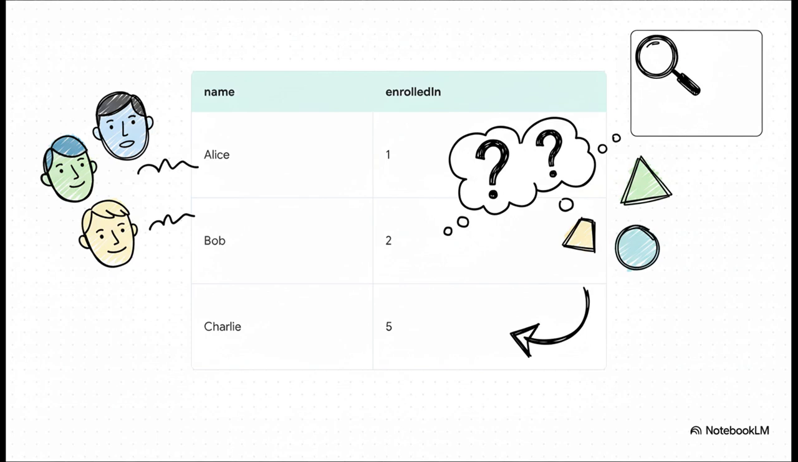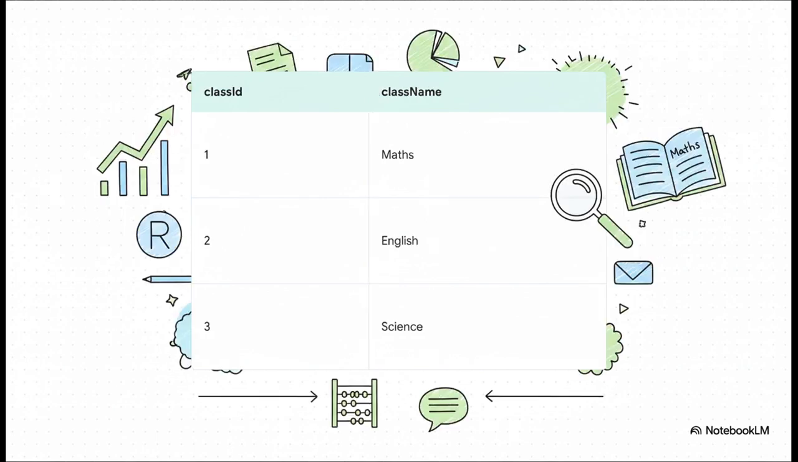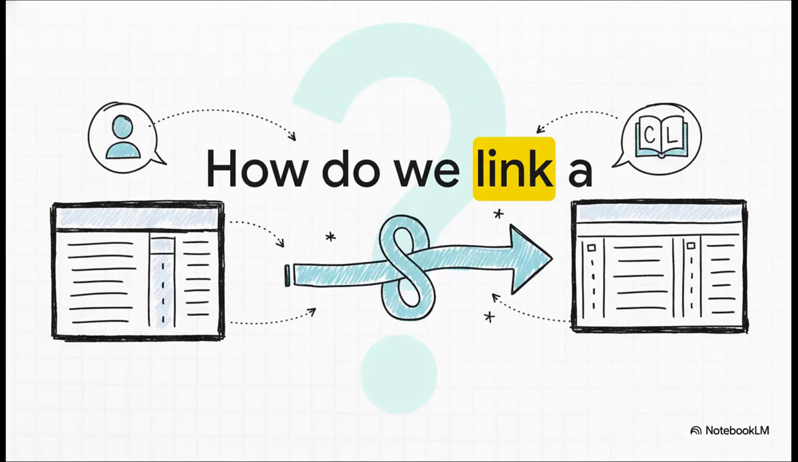But what is class 1? This table doesn't actually tell us. That piece of the puzzle is over here in a second table. This one connects that class ID to the actual name of the class. So now we can see that ID 1 is Maths and ID 2 is English. The information is totally split up. So here's the crucial question. How do we bridge that gap? We've got two separate tables, and the real insight only comes when we put them together.